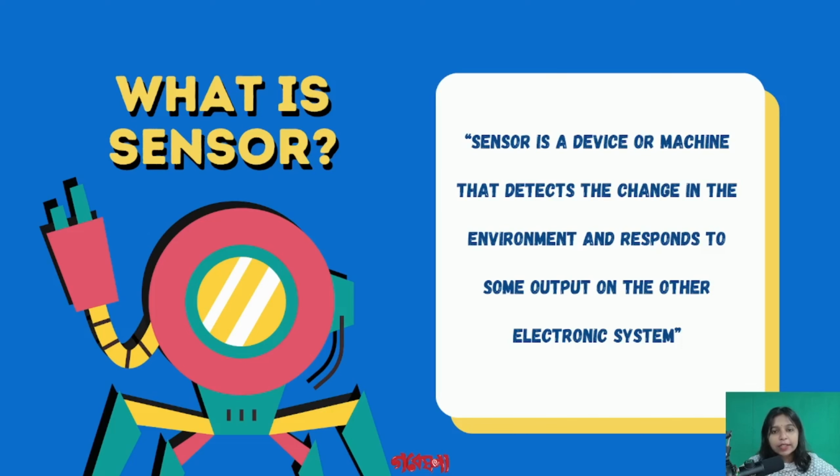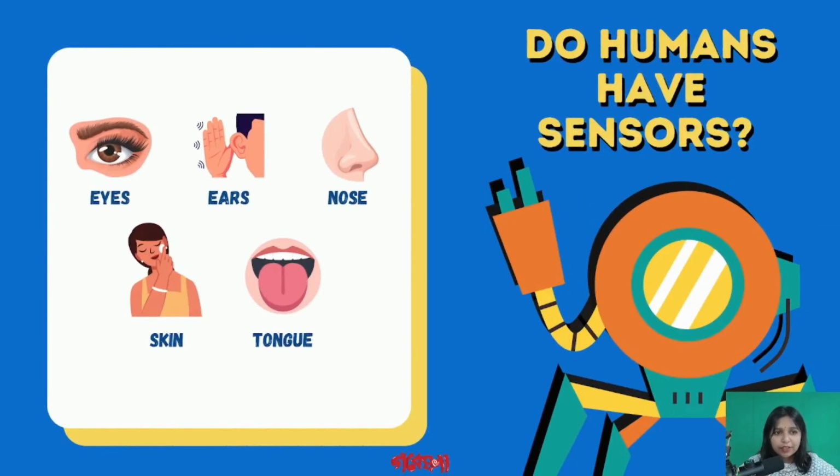Do humans have sensors? Yes, humans also have natural sensors in their body. Eyes detect light, skin senses touch and temperature, ears detect sound, tongue detects taste, nose detects smell. That means our body itself is a collection of natural sensors. Electronic sensors are inspired by this.